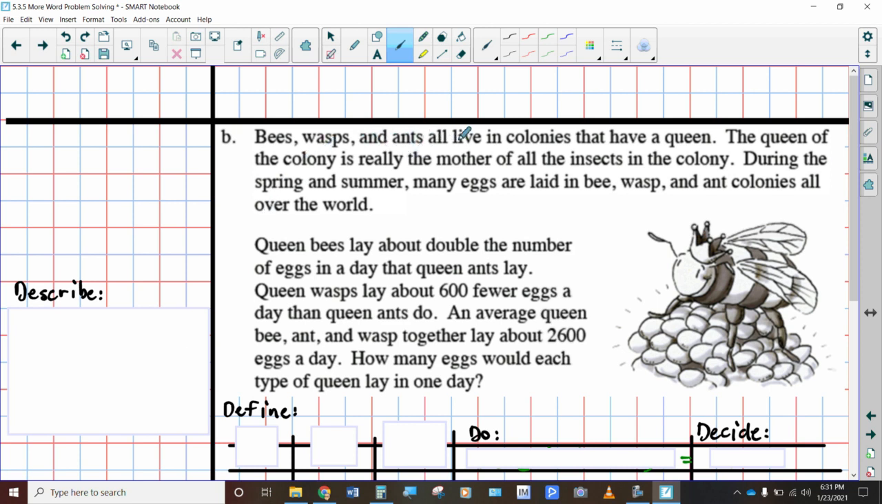All right, now let's look at bees, wasps, and ants. Bees, wasps, and ants all live in colonies that have a queen. The queen of the colony is really the mother of all the insects in the colony. During the spring and summer, many eggs are laid in bee, wasp, and ant colonies all over the world.